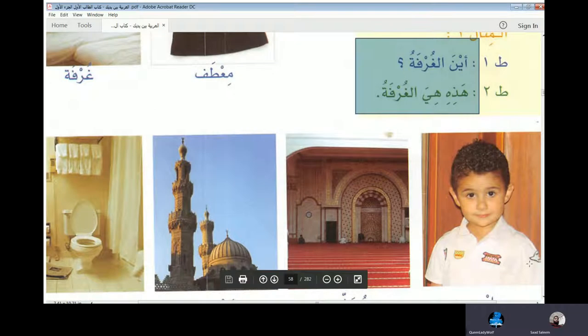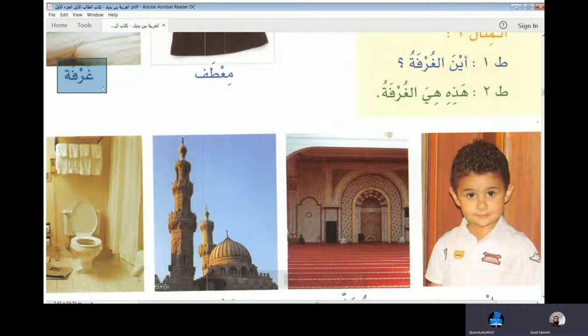Aina al-ghurfatu? The first student asks where is the room. The second student tells him: Hazihi al-ghurfatu, here it is the room. Ghurfa is considered a feminine word in Arabic because of the round ta at the end. Any word which has a round ta at the end is considered a feminine word.